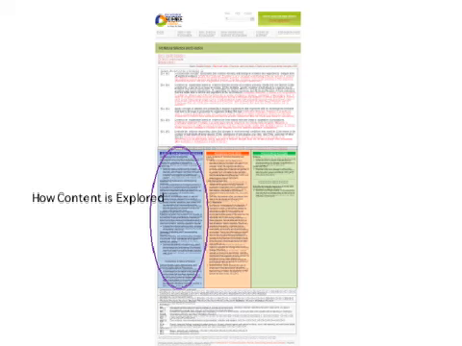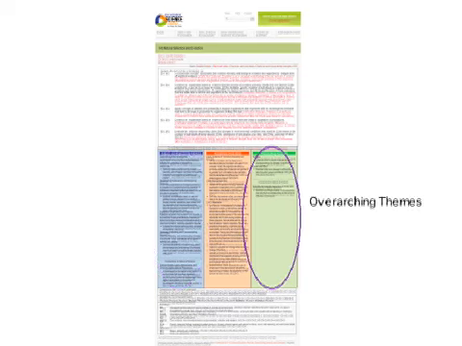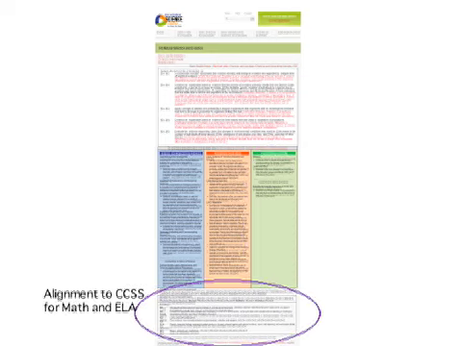In addition, NGSS highlights overarching themes with their cross-cutting concepts. These are things that are going to show up time and time again throughout science. At the bottom, NGSS has aligned the Common Core State Standards for both math and English language.